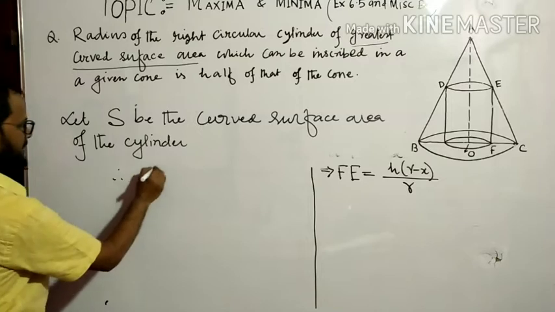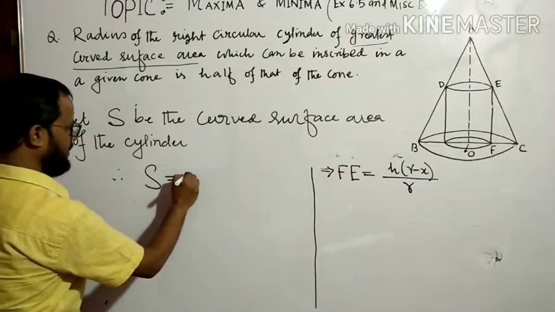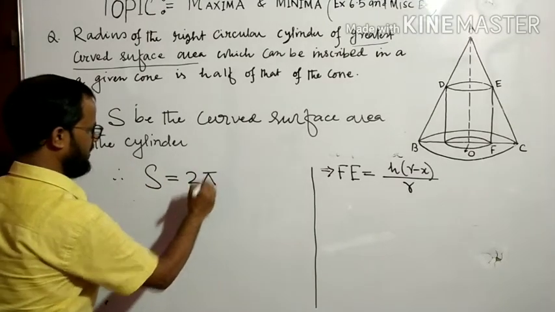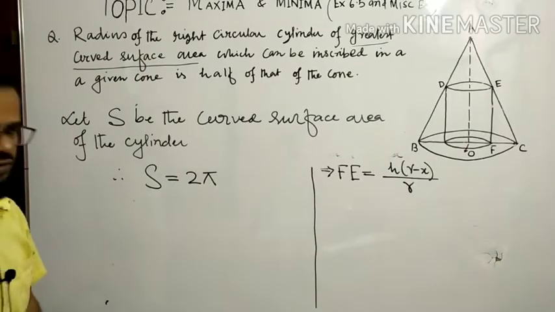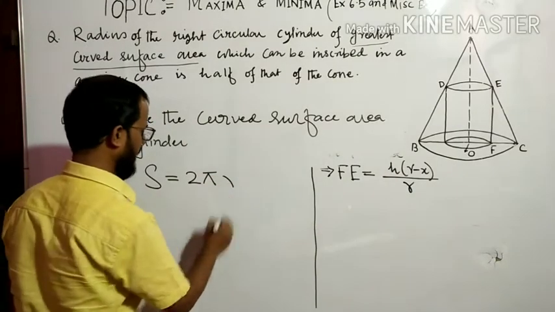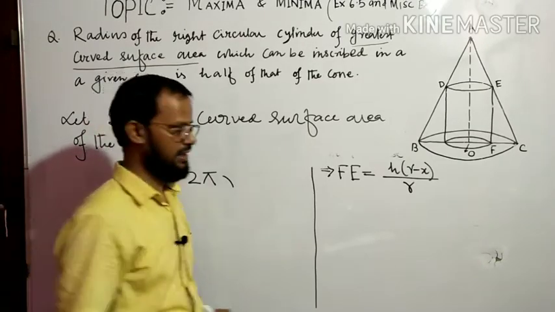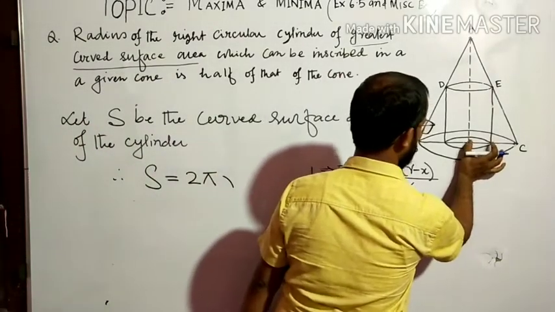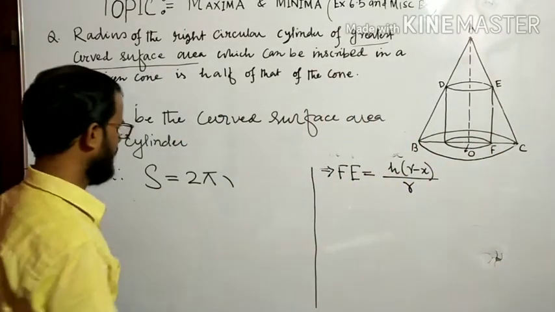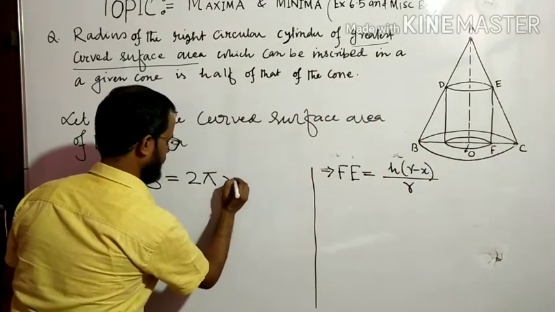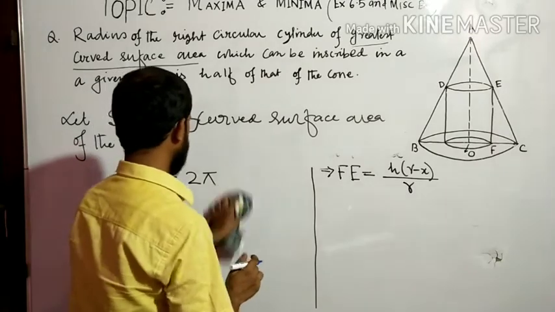Therefore, what is S? We know that curved surface area is 2 pi R H. But here R means what? Radius of the base of the cylinder. Here the radius of the base of the cylinder is OF, and OF is equal to X. So here 2 pi R.